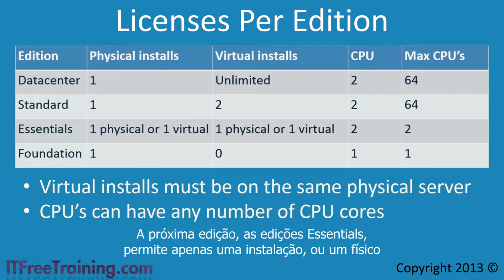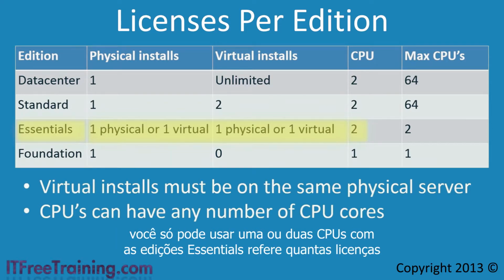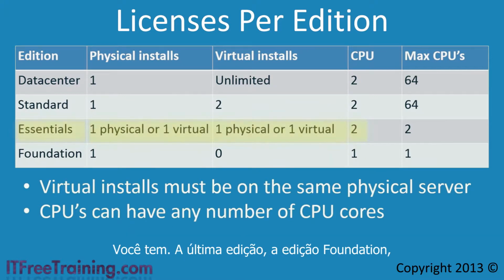The next edition, the Essentials Edition, allows only one install, either a physical install or a virtual install. The Essentials Edition supports only 2 CPUs, so this means that you can only use 1 or 2 CPUs with the Essentials Edition, regardless of how many licenses you have.